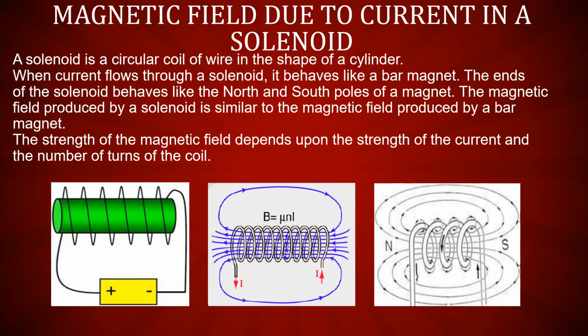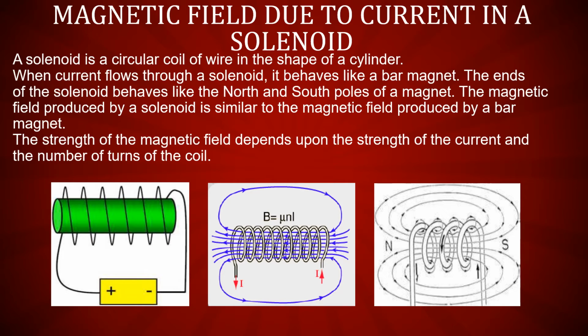The strength of the magnetic field depends upon the strength of the current and the number of turns in a coil. Now this is shown in the figure here. As shown in the first figure, we have a battery which is connected to the wires being wound up on the solenoid. Like it said, the magnetic field B is directly proportional to the number of turns N and the amount of current flowing through those wires, I. Mu is the constant of magnetism.